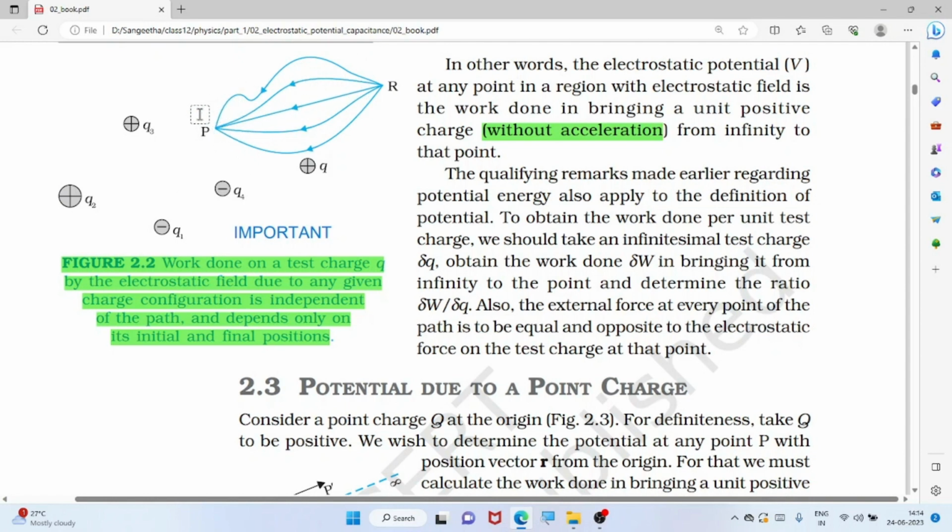So you can go by this path or straight. So work done depends only on the initial and final points.